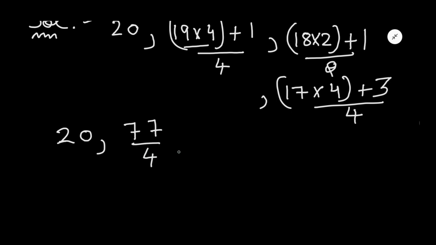77 by 4. The next term is 18 into 2 is 36, and 36 plus 1 is 37. The third term is 37 by 2. 17 into 4 is equal to 68, and 68 plus 3 is equal to 71. So our fourth term is 71 by 4.